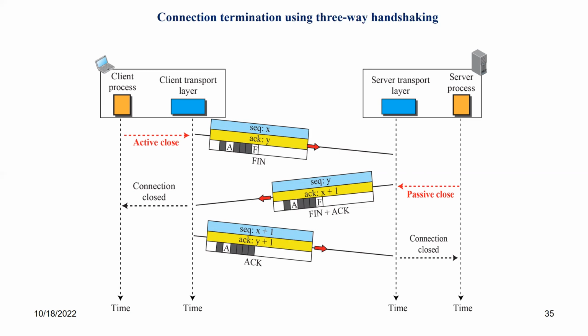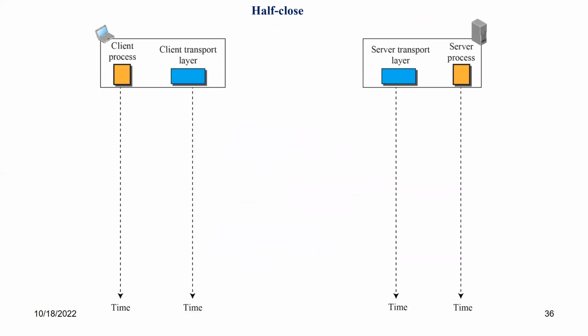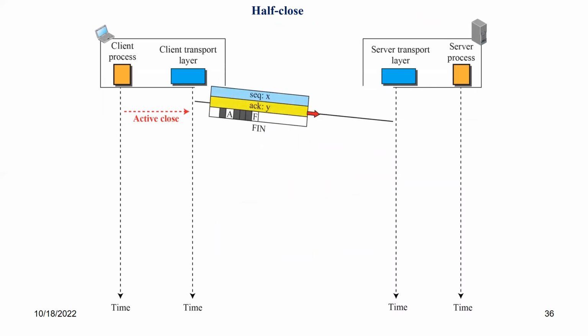Sometimes there is a requirement where one side is closed and the other side is not closed, meaning the client is closing or the server is closing. It is going for a half close. So what is a half close? It is again an active close, the same message. The acknowledgement is received, everything is okay, but it is going to decrement the sequence number to Y minus 1 because it does not want to terminate the connection.